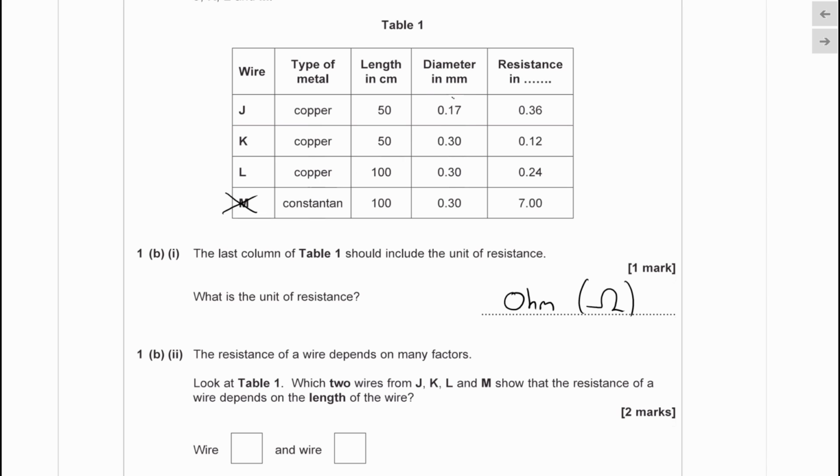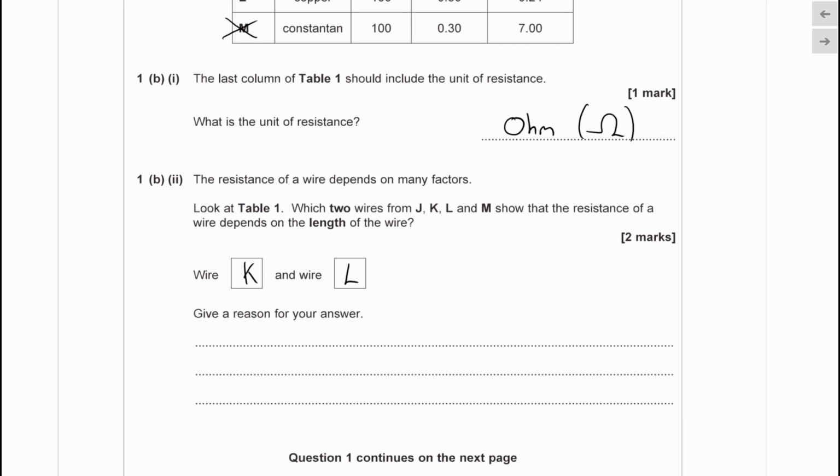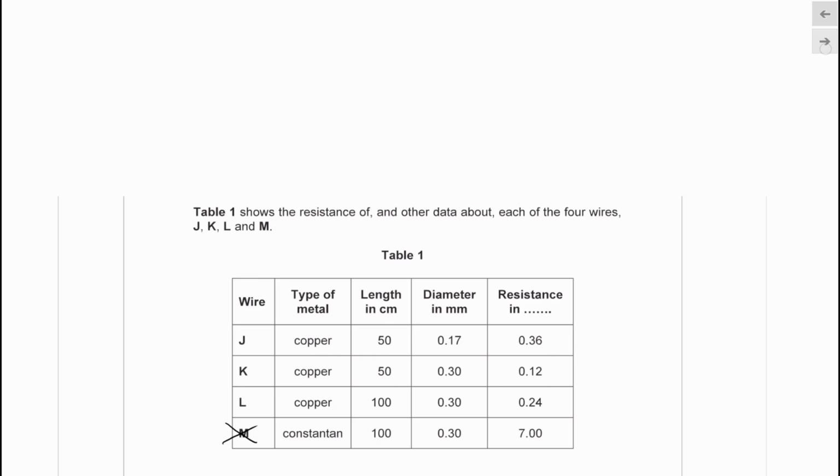In diameter, we've got a different diameter there. So I'm going to say it's not going to be J either. But the diameter is the same in K and L. The only thing that's different is the length of the wire. And you can see that the resistance has actually changed. So the 2 wires I'm going to label are K and L, because the only difference between those two is the length, right? And that will be the reason I'm going to give: the only difference between them is the length. All right, let's move on.